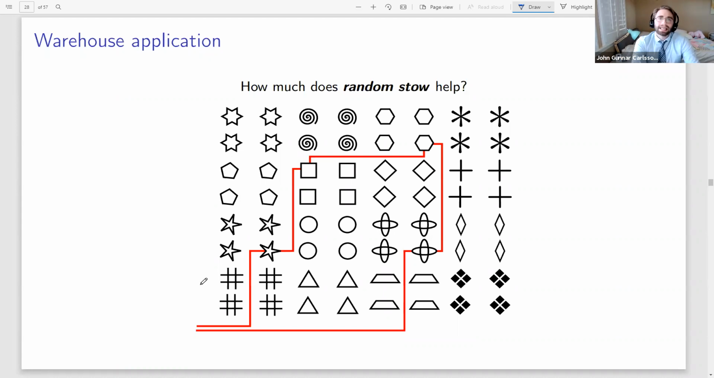Random stow is a system in warehousing where you don't organize your stock. You organize your SKUs, as they're called, stock keeping units, SKUs. You just throw them randomly on the shelves.